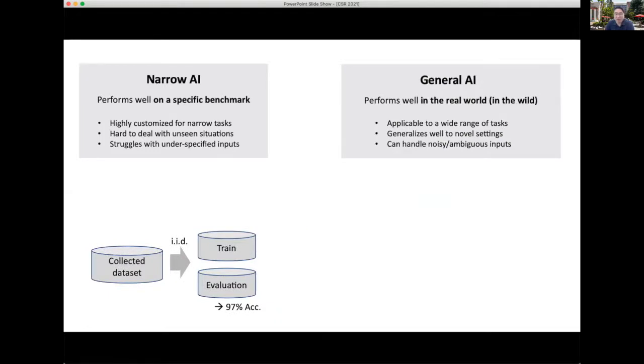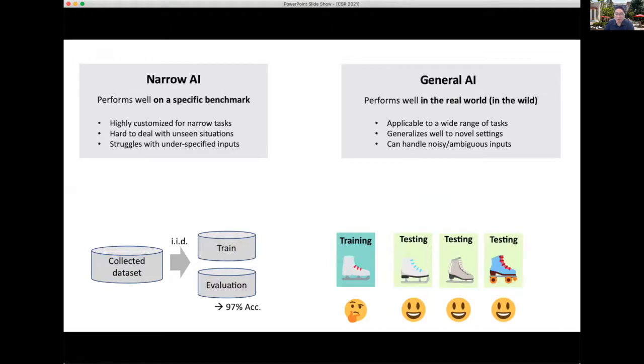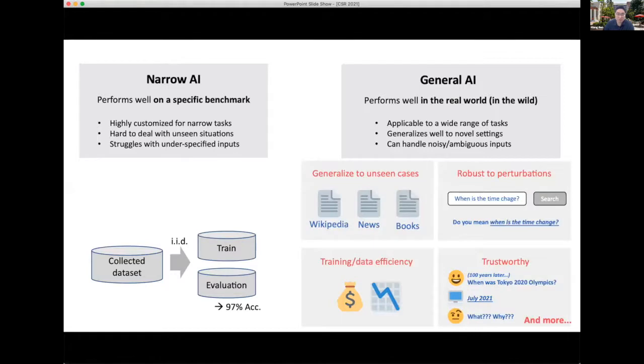And what we are really after, and I believe many of you share the same ambitions here, is trying to make the system perform well in the real world or in the wild. That means you really want to build a system that trains on some data, but turns out to be applicable to a wide range of tasks that are out of the training distribution, generalizes well to novel settings, and can handle noisier and ambiguous input.